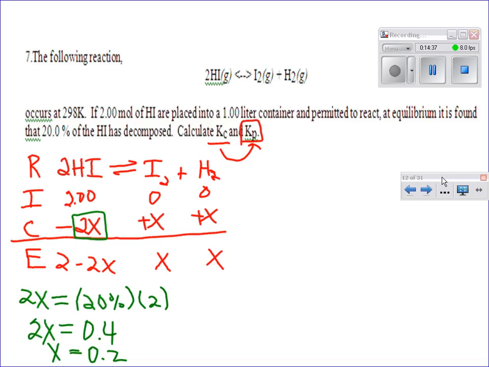So now that we know 20% left, that leaves us with 2 minus 0.4, so that's going to be 1.6 here, leaving us, what are these x's? 0.2 and 0.2. Now, you might have thought, well, 80% remains. You could have done the same thing. You could have taken this little equation right here and set that equal to 80% of 2. That would have been the same thing. Either way you do it is fine. So now we've got to calculate Kc. I'm going to do my unsubstituted equation.